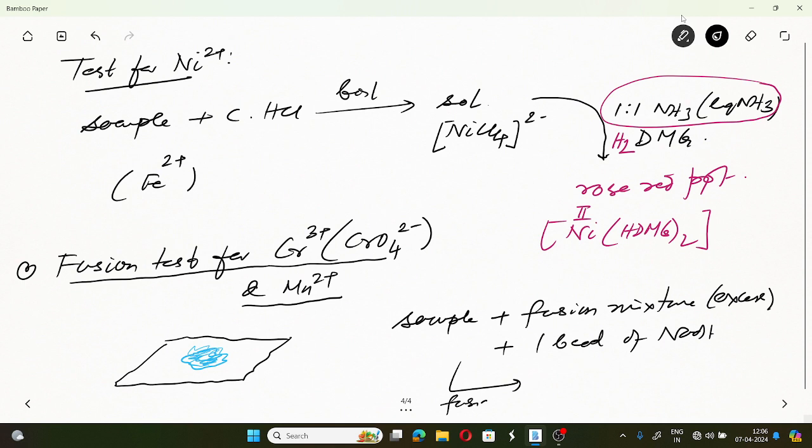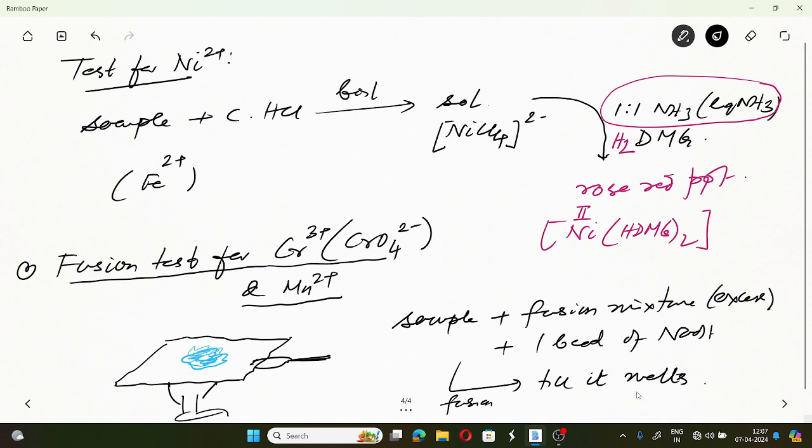Fusion means you are melting it. That means you take the mica foil over a Bunsen flame. So you have to use tongs to hold the mica foil. Okay, so it should be heated till it melts. You'll find that it will melt. So we are doing a solid state reaction with the sample, we are melting it.